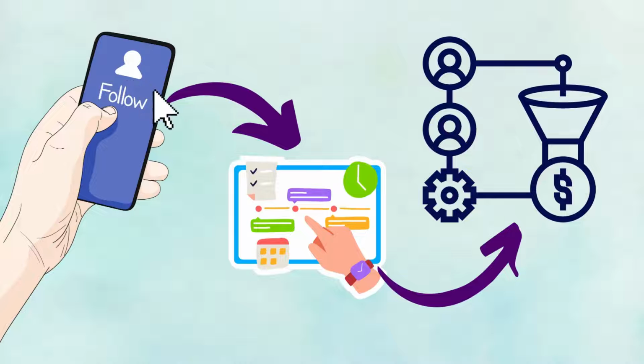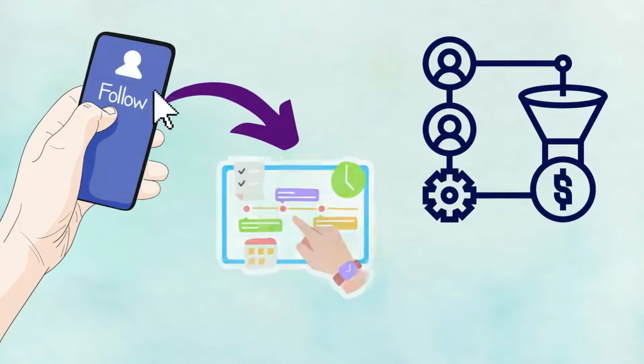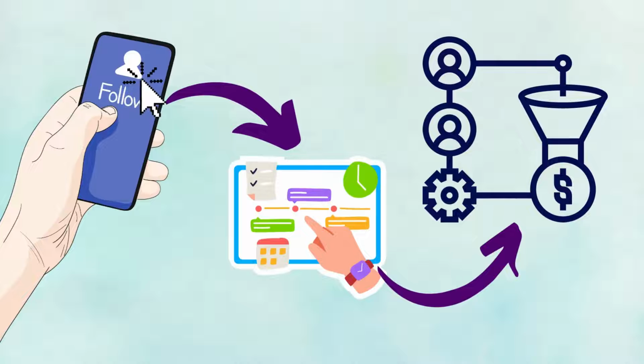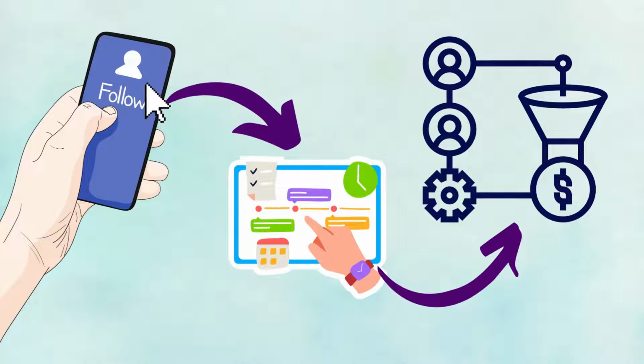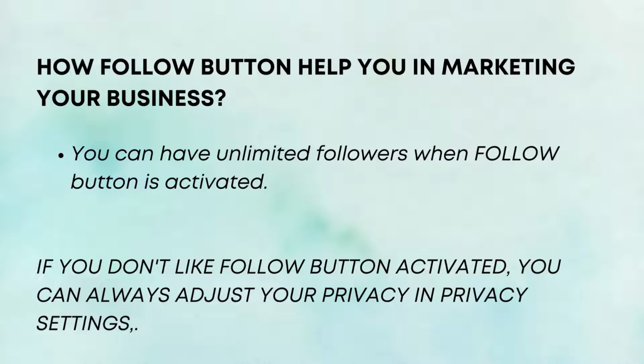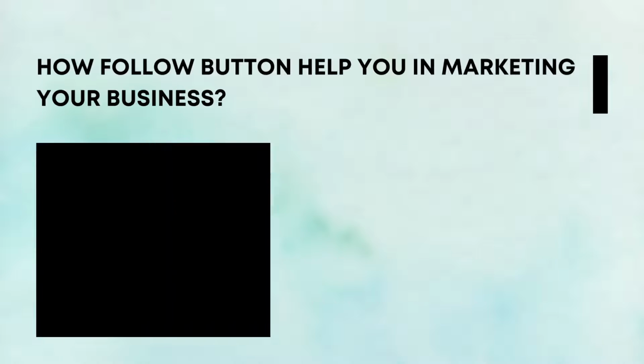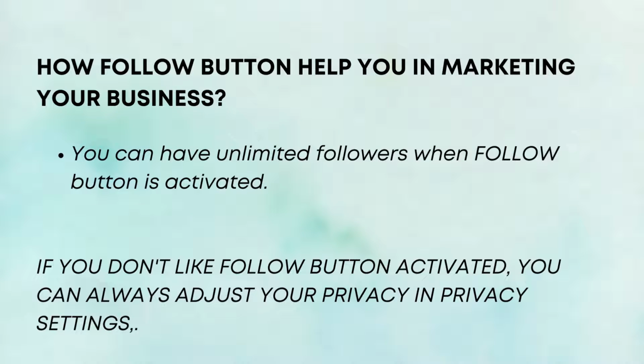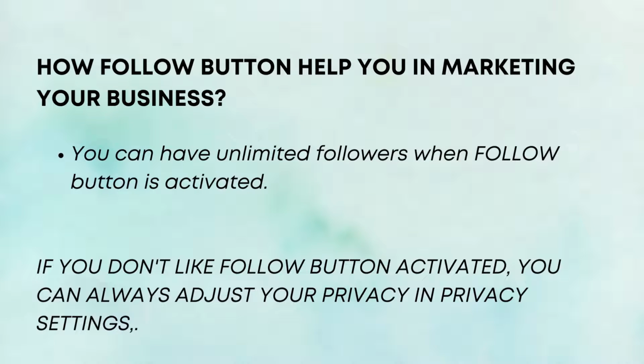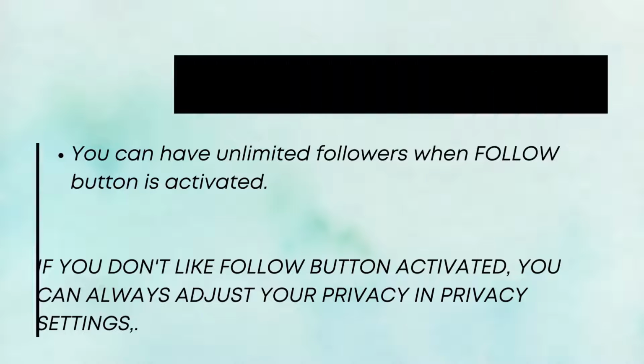Their friends may also discover your public post when your followers interact with you or when they share your content to their timeline, which may lead to more exposure and the possibility to get more clients or customers. And you can also have unlimited followers if you activate your follow button. And if you don't like the follow button activated, you can always adjust your privacy in privacy settings.